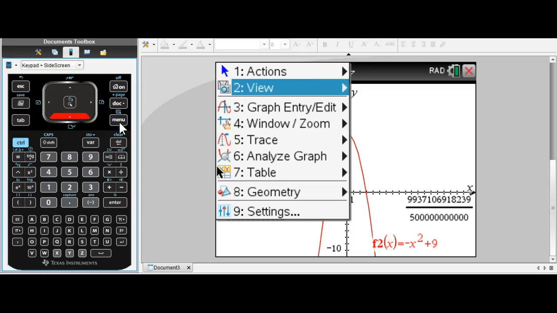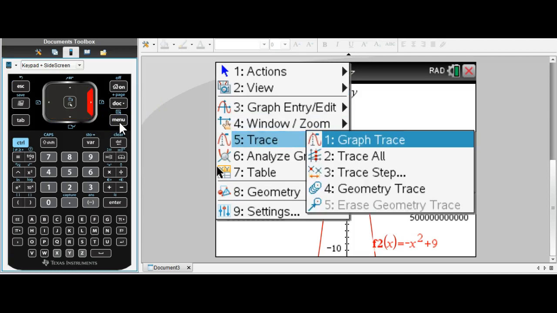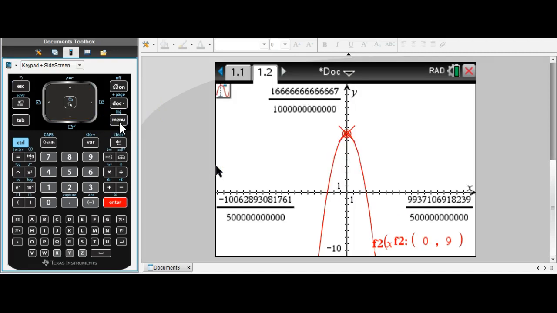So we're going to menu again, trace, graph trace. Again, we get the cross with the circle. We'll keep moving to the left to get our first 0. I'm going to press enter to store the coordinates. Come back up to our y-intercept, which is 0 and 9. And then keep going to my second 0, which is positive 3 and 0.